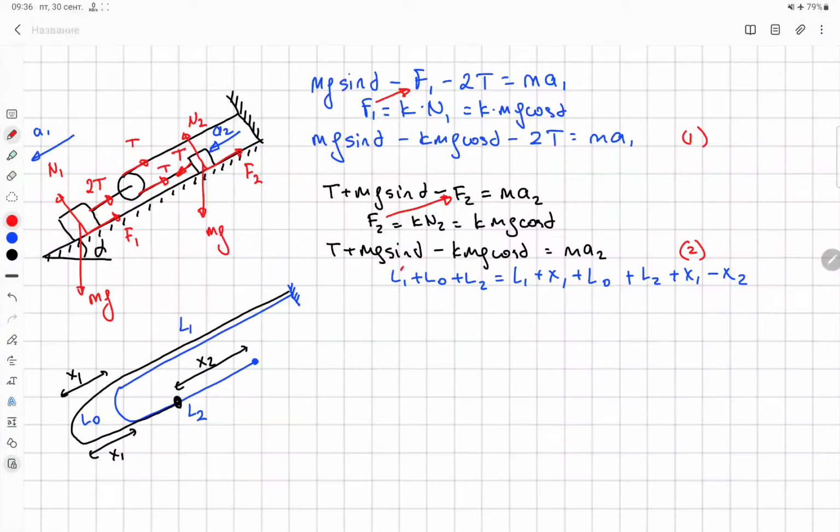So now let's continue. L1, L0, L2 cancel each other. So here at the left side you have a 0. At the right side you have 2x1 minus x2. So 2x1 equal to x2. We know that x1 is proportional to a1, x2 is proportional to a2. So we can say 2a1 equal to a2. And this is our last equation.